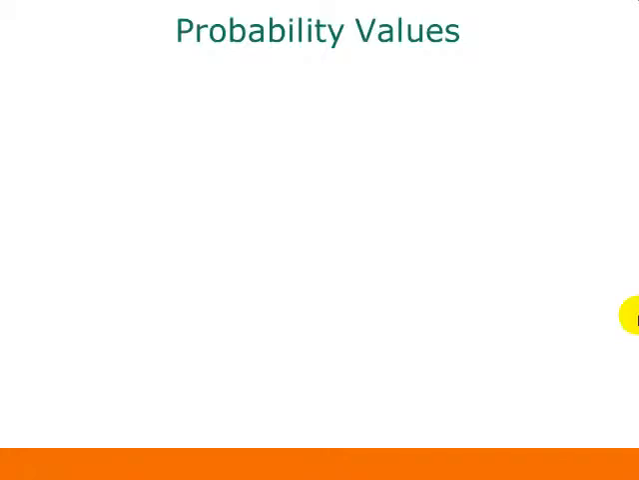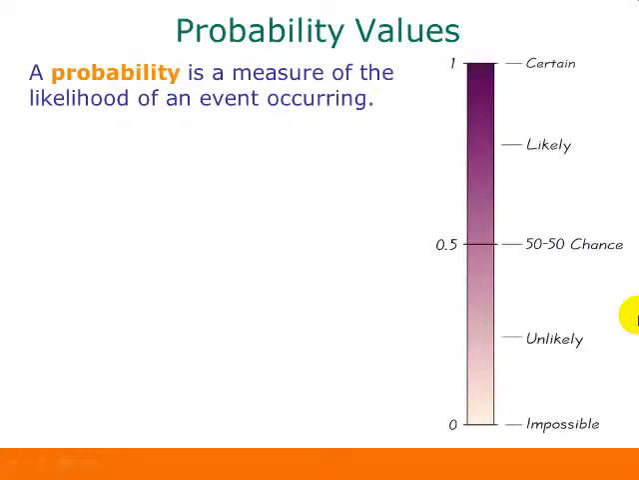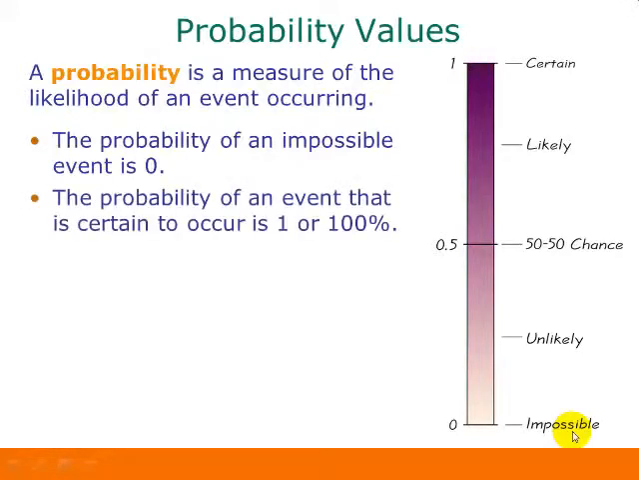Let's talk a little bit about possible values for probabilities. Again, a probability is a measure of the likelihood of an event occurring. So we've got a range of possibilities for our probability values. Starting at the bottom, if our event is impossible, or it's something that can't happen, then the probability is 0. On the other end, the probability of an event that is certain to occur, or that has already occurred, is 1, or 100%, if we want to put it in percentage terms.